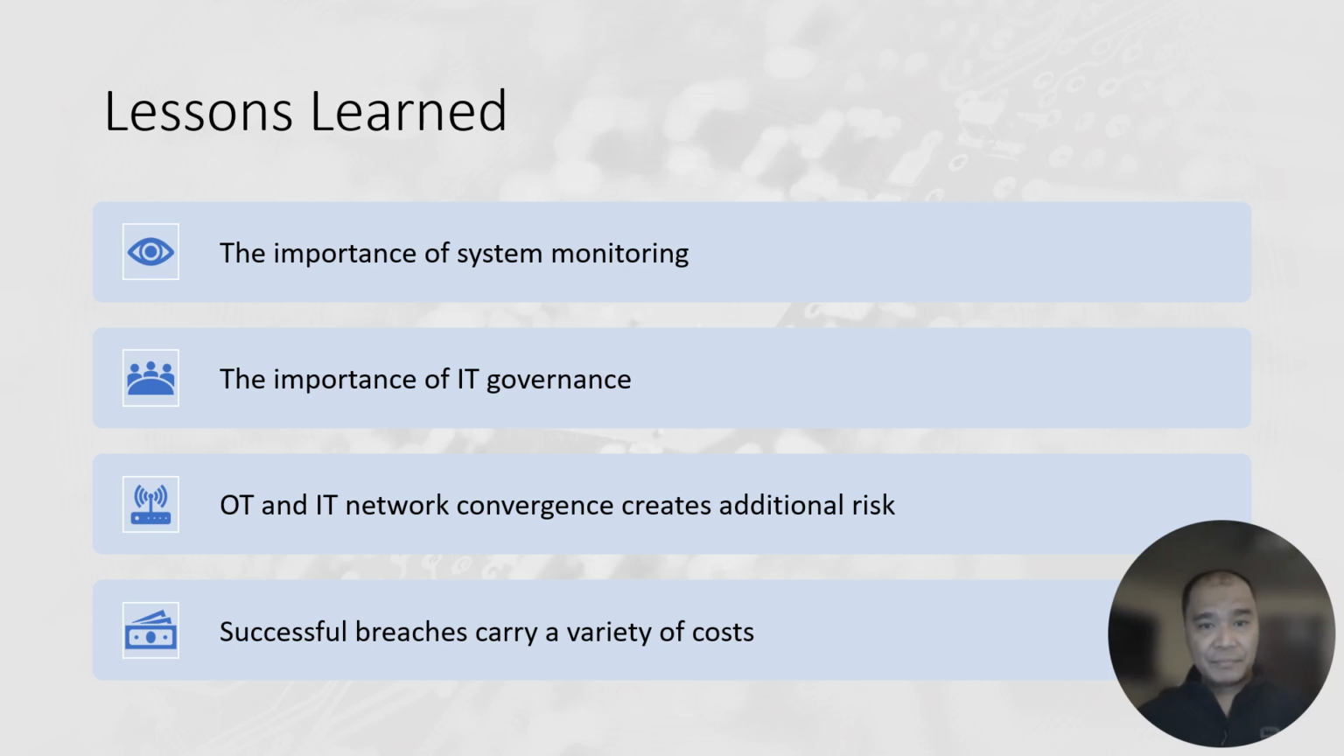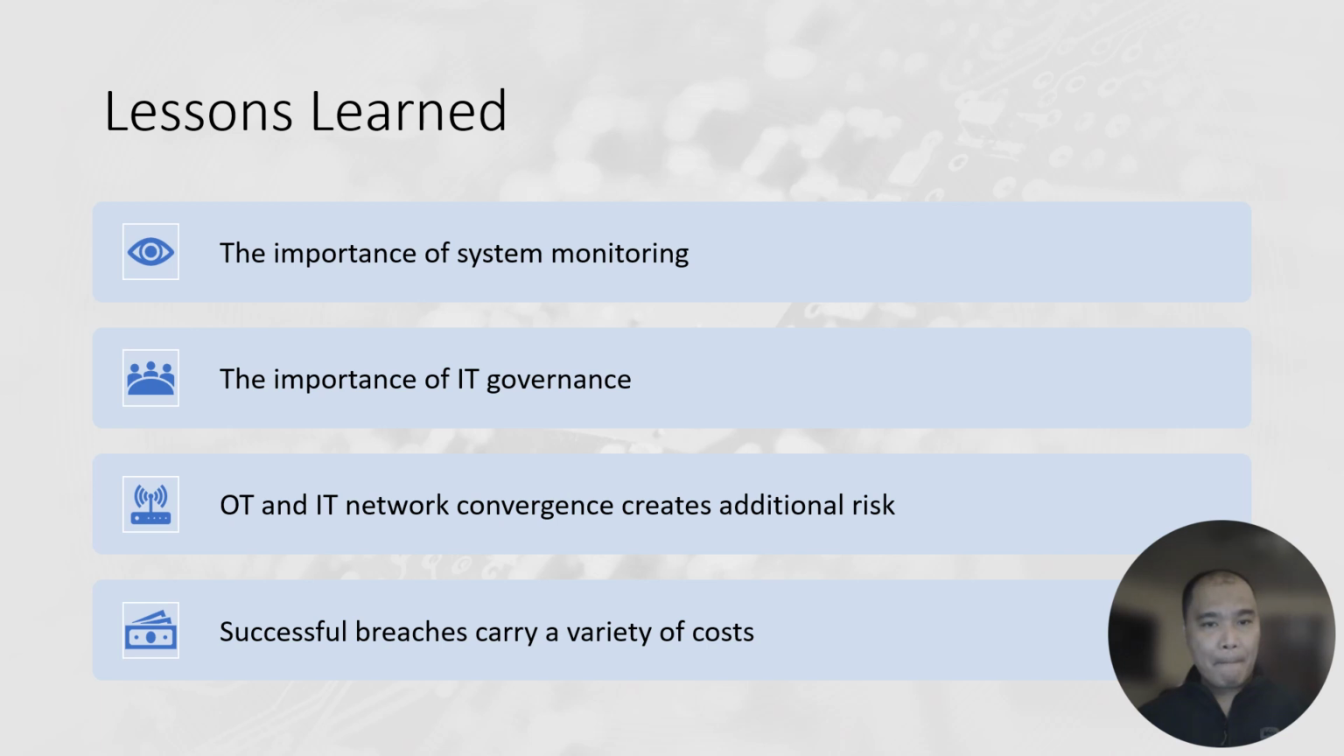Number 2, the importance of IT governance. The hackers gained access to the Colonial Pipeline network through a legacy VPN with stolen credentials. Decommissioning and shutting down access points and obsolete equipment and networks would have reduced the organization's threat surface and risk of data breach. Also, implementing MFA should be a necessity for secure remote access.